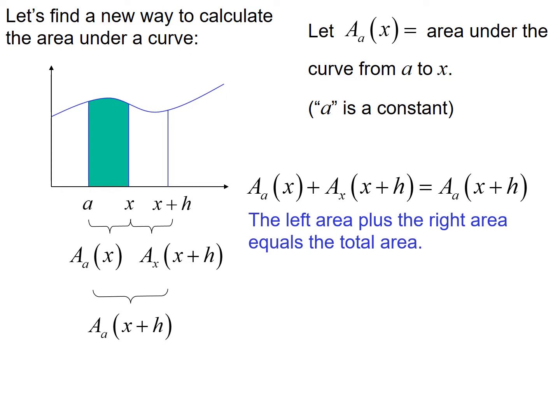And we could also look at the area from x to x plus h, and we'll denote that A sub x of x plus h. The entire interval, if we went all the way from a to x plus h, would be A sub a of x plus h. Notation aside, all we're saying is that the area of the piece on the left plus the area of the piece on the right equals the entire area.